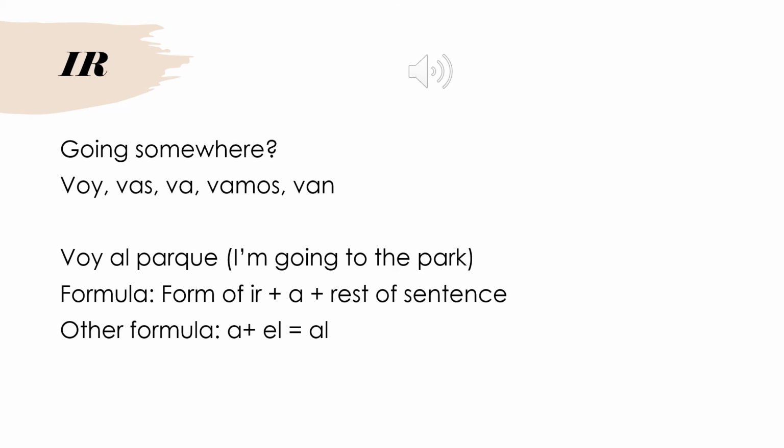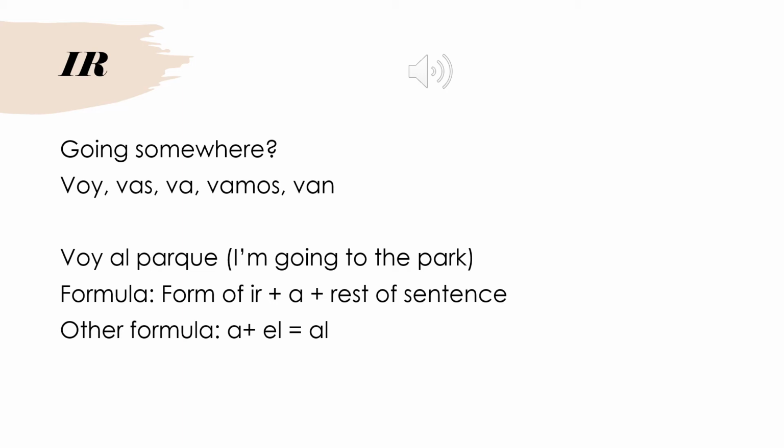So we also have ir. Ir in itself means to go. And you see I put a little pun right there, going somewhere. And the endings of ir are voy, vas, va, vamos, van, as shown in the earlier table for reference. So let me give you an example of me using it. I'm going to the park. Voy al parque.